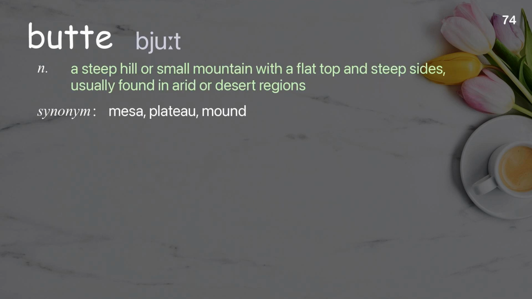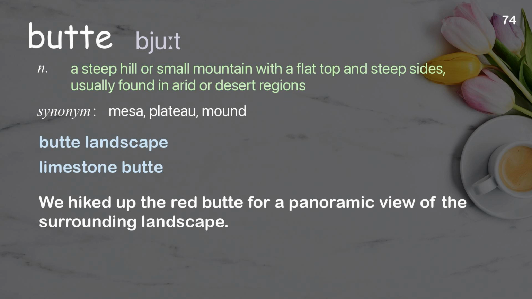Butte. A steep hill or small mountain with a flat top and steep sides, usually found in arid or desert regions. Examples: Butte landscape. Limestone butte. We hiked up the Red Butte for a panoramic view of the surrounding landscape.